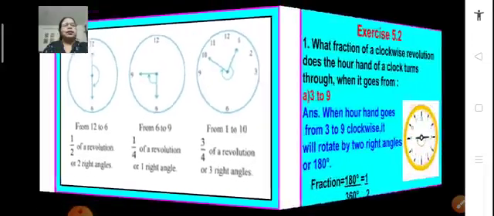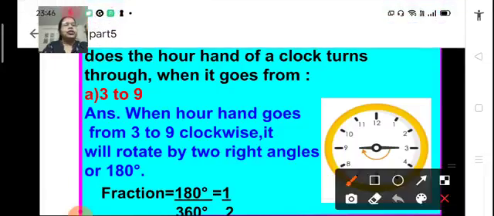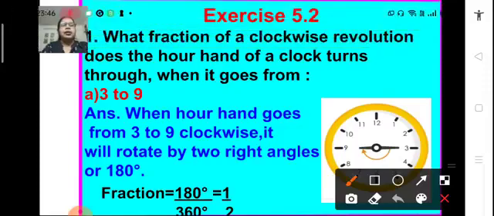Alright. Now, based on this learning, let us solve the problems of exercise 5.2. Let us see the first question. What fraction of a clockwise revolution does the hour hand of a clock turn through when it goes from 3 to 9? So, we have to tell what fraction of a revolution is completed when the clock hand moves from 3 to 9. We can see here that from 3 to 9 a straight angle is formed.